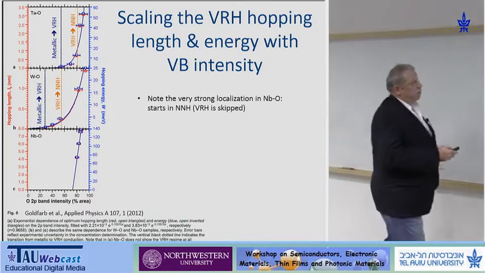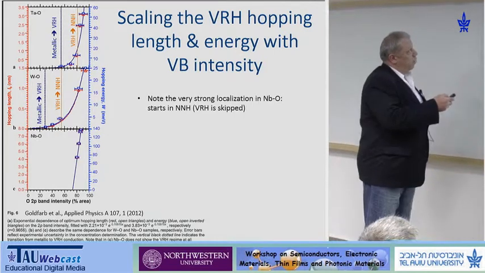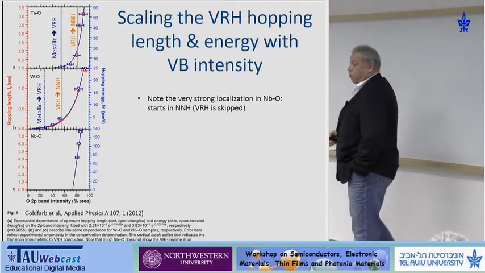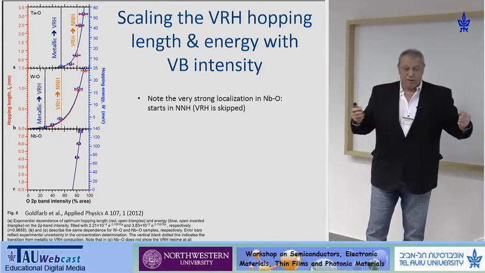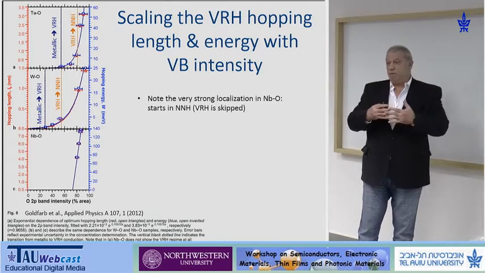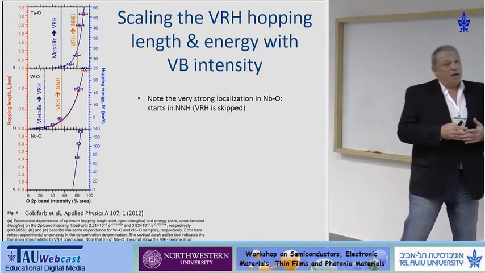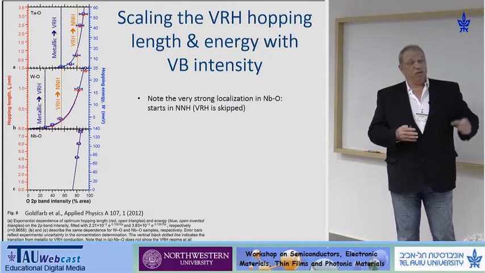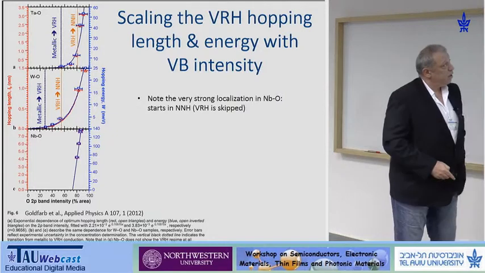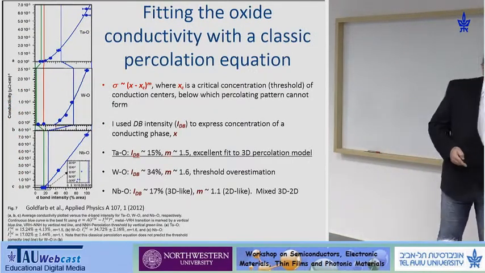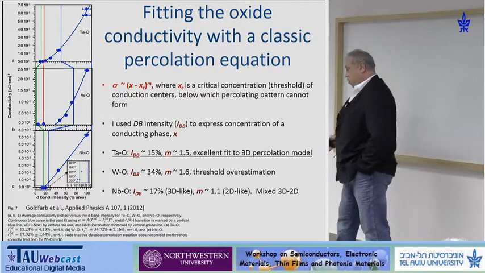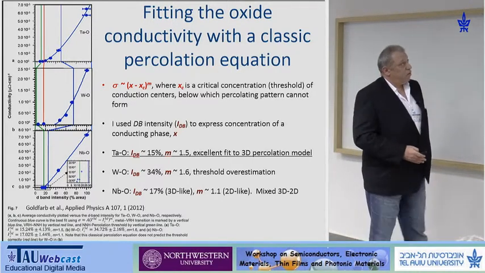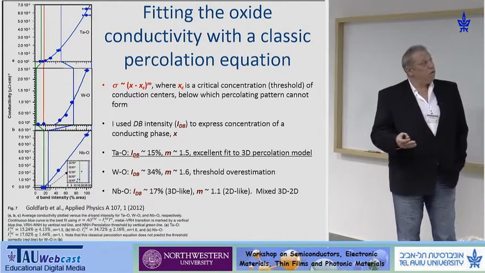And then later on, when the localization grows further, of course, we have the transition from variable range hopping to so-called nearest neighbor hopping, because when the conducting center is too far away and the overlap of the wave functions is very small, it's unrealistic to expect any other than just hopping to the nearest neighbor. And that's what we show here. And furthermore, if the localization grows infinitely large, then obviously even the percolation will not be able to form the conduction.